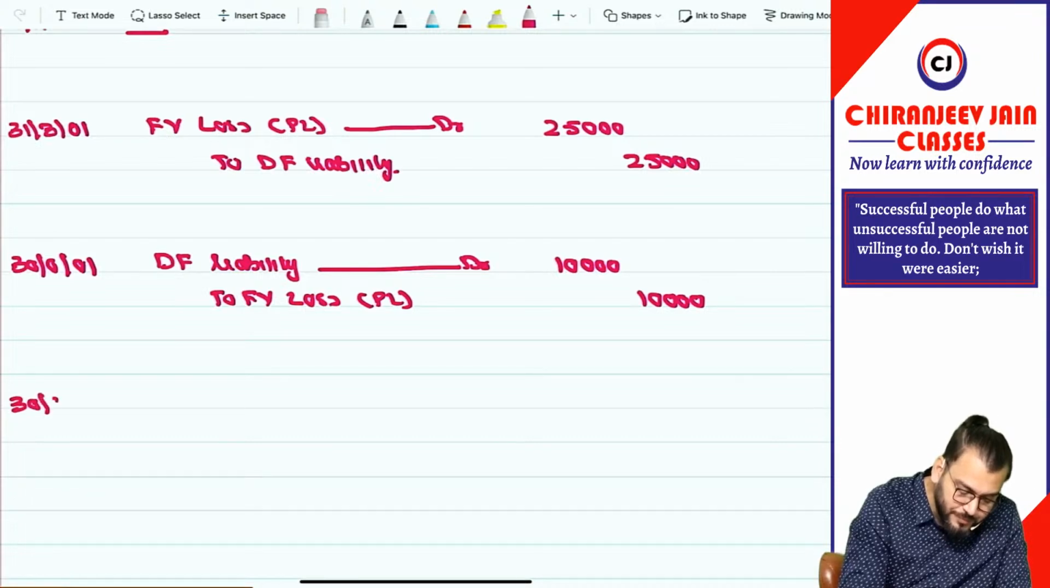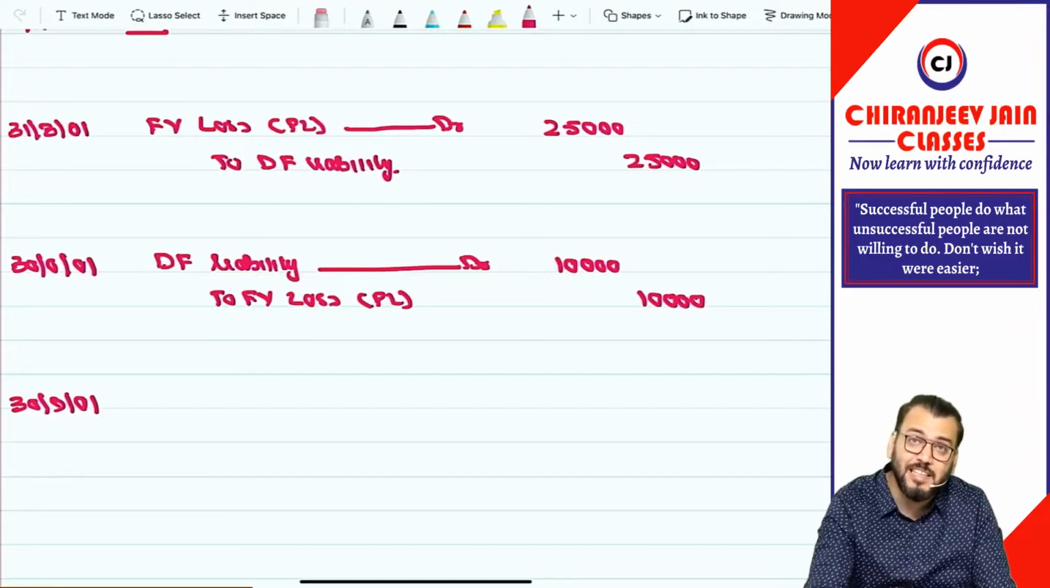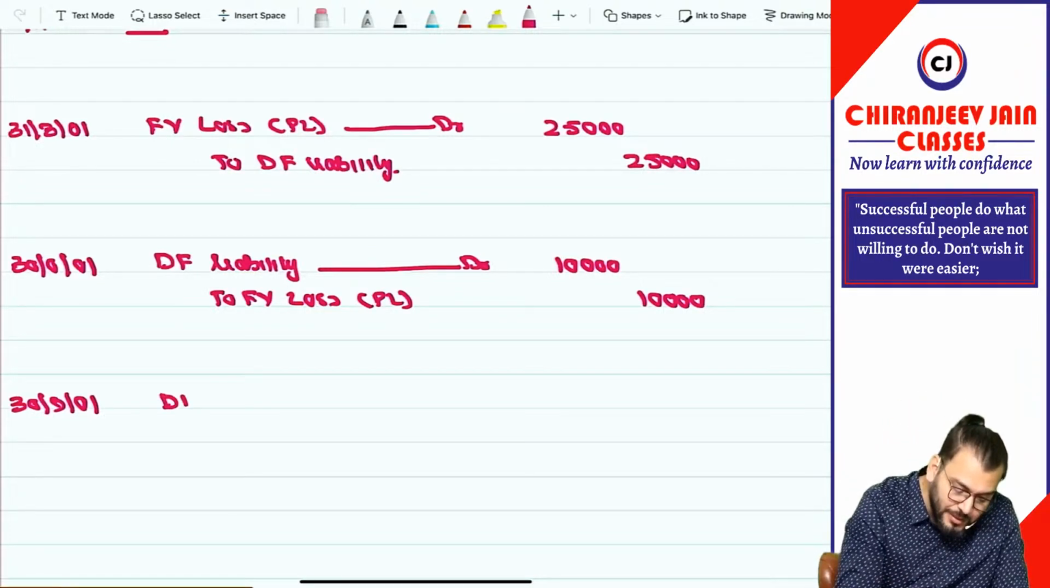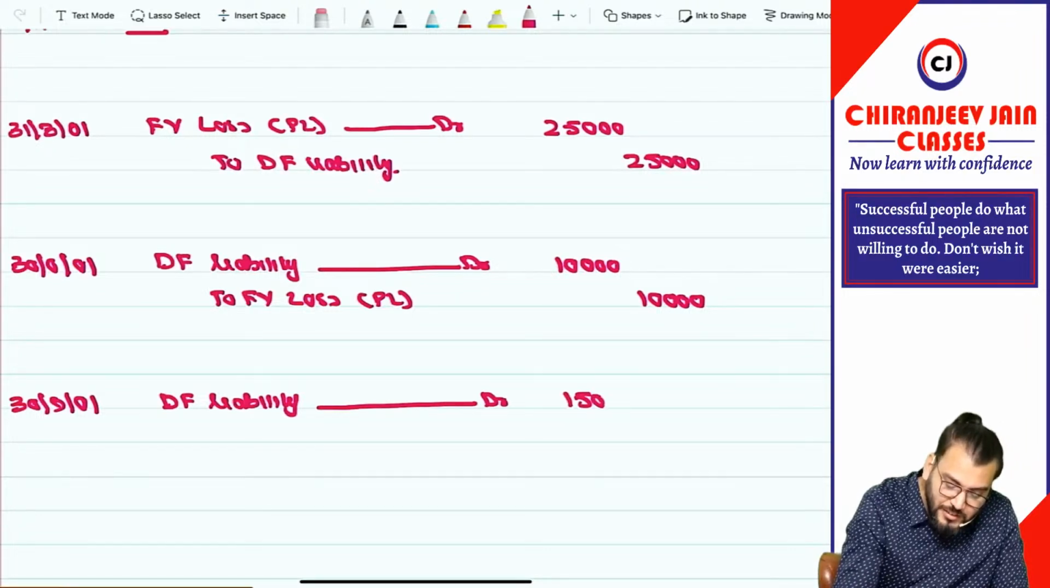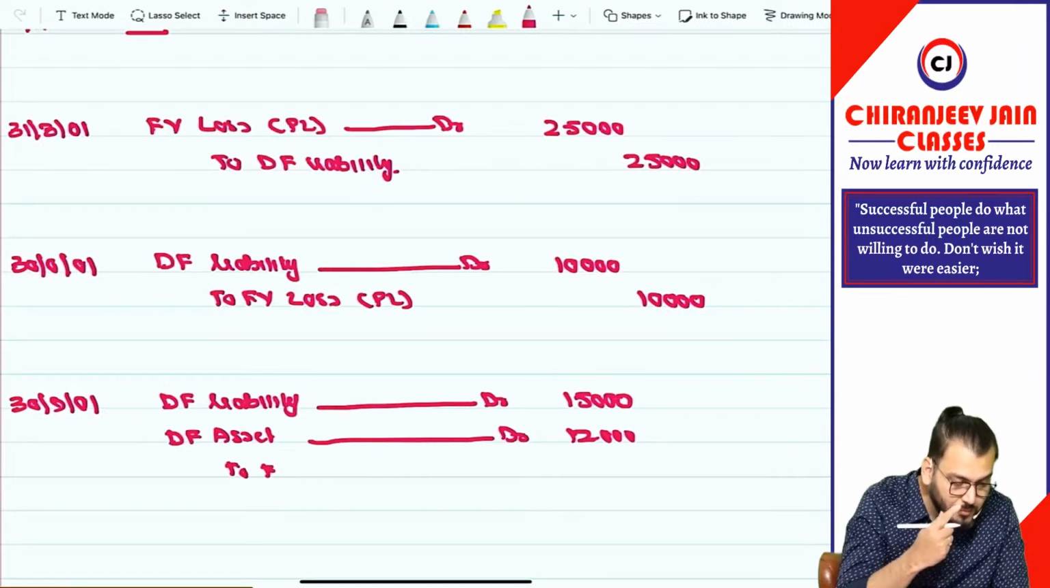30th September 2001. Now liability will decrease and asset will increase. So we need to de-recognize the liability. The journal entry is derivative financial liability account debit. How much? 15,000 will decrease. And we need to recognize what? Asset. We will say derivative financial asset account debit. How much asset? It is 12,000. So there is a gain of how much? Fair value gain.